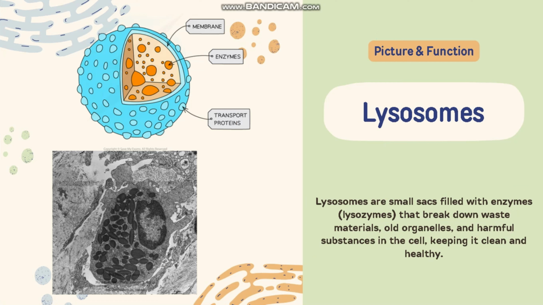Lysosomes. Lysosomes are small sacs filled with enzymes called lysozymes that break down waste materials like old organelles and harmful substances in the cell, keeping it clean and healthy. For example, when our phagocytes engulf a pathogen, to destroy that pathogen, the lysozymes of the phagocytes will burst to destroy the pathogen. I couldn't find a proper picture, but it kind of looks like this.